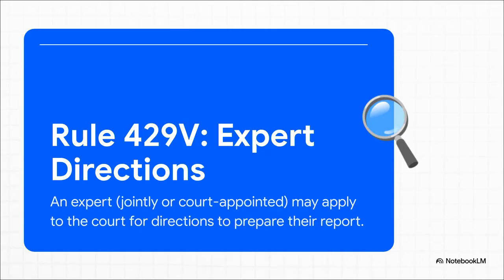First thing, never forget the unifying rule, Rule 429V. This is such a vital provision because it makes it clear that any expert appointed under Division 5, doesn't matter if it's by the parties or by the court, can go straight to the judge and ask for directions if they get stuck. It's like a built-in safety valve for the whole process.